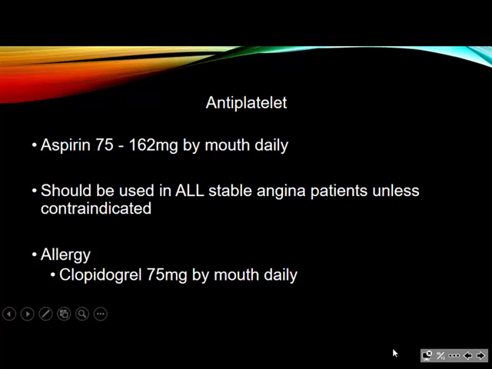I bring it up because somebody will say, I just saw an article that says maybe 325. So you might see some whisperings of that right now. The guidelines, this is what we recommend currently. And it should be used in all stable angina patients unless contraindicated.